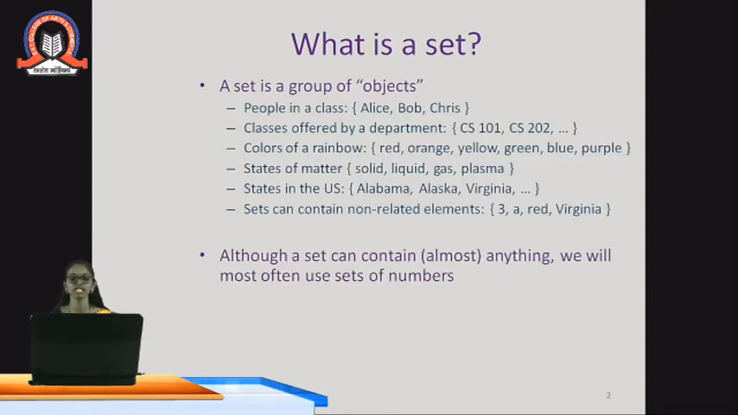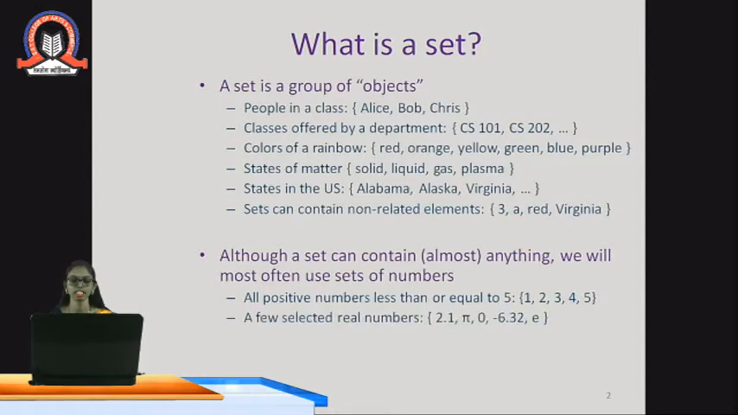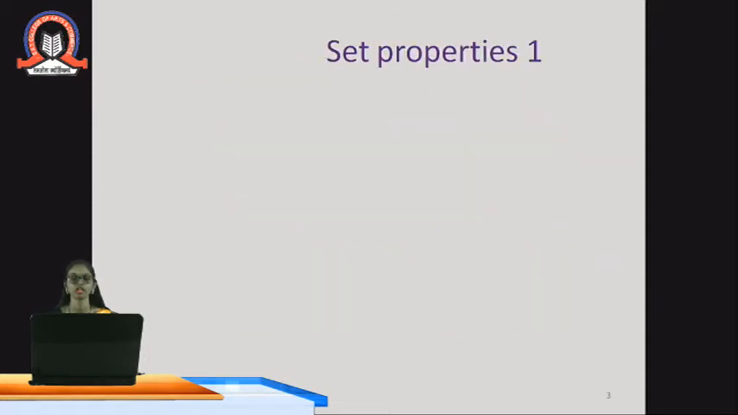Although a set can contain anything, we will most often use sets of numbers. For example, all positive numbers less than or equal to 5 means my set contains the elements 1 to 5. Next is a few selected real numbers, meaning fractional numbers also belong to a set: 2.1, pi, 0, minus 6.32 and e.